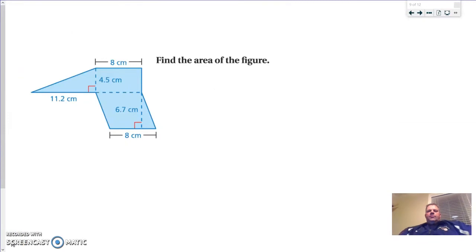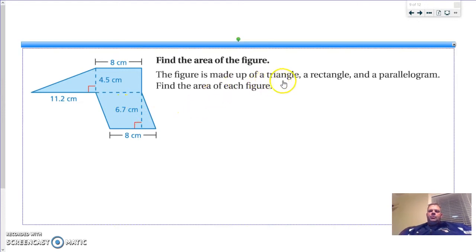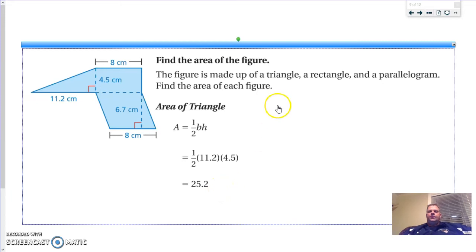In our next example, to find the area of the figure, I see 3 different shapes. I first see a triangle, I also see a rectangle, and I see a parallelogram. The figure is made up of the triangle, the rectangle, and the parallelogram, so we are going to find each area of those and then add them together. The area of the triangle is 1/2 the base times the height. The base is 11.2. The height is 4.5, so we substitute those numbers in there, multiply those, and divide by 2. We get 25 and 2/10.